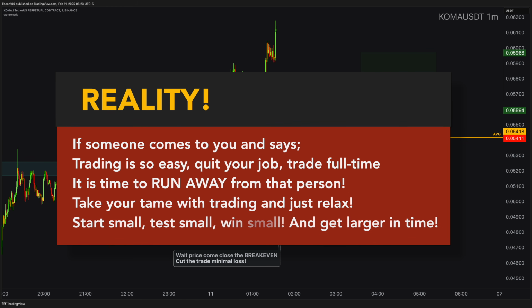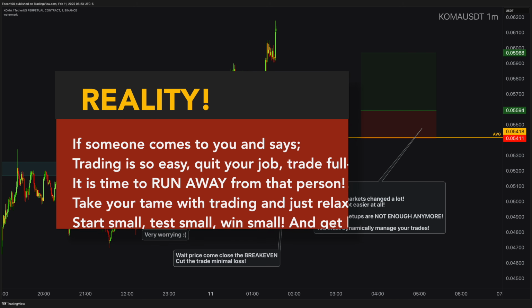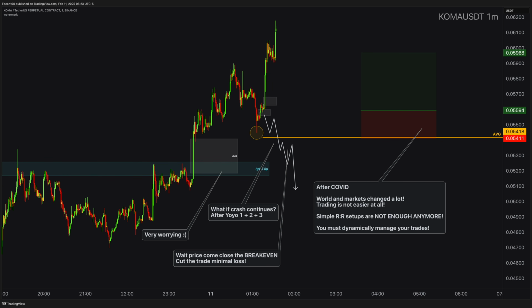If someone comes to you and tells you, trading is so easy, quit your job, become a full trader today, and you can get rich in a year, he is definitely lying to you. Trading is not easy at all. Classic risk reward systems are not working well anymore. Markets are very, very choppy. You need a new kind of mastery of order and risk management. You need to focus on managing open trades with dynamic decisions.